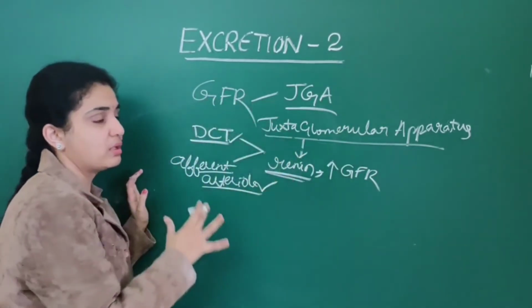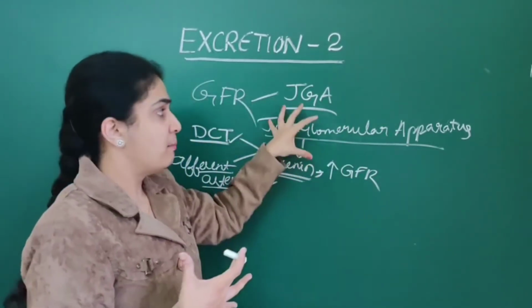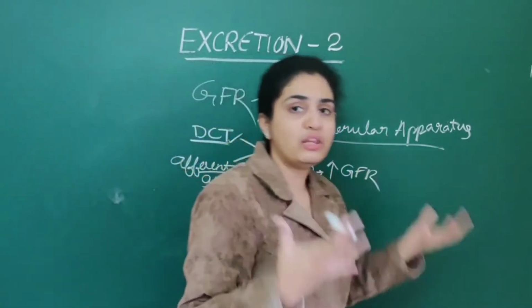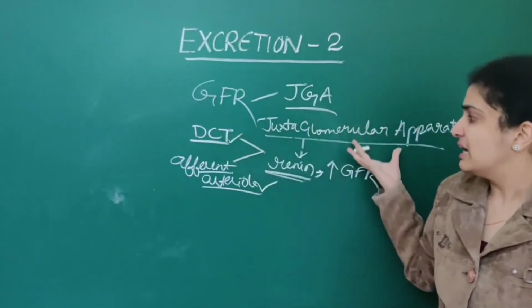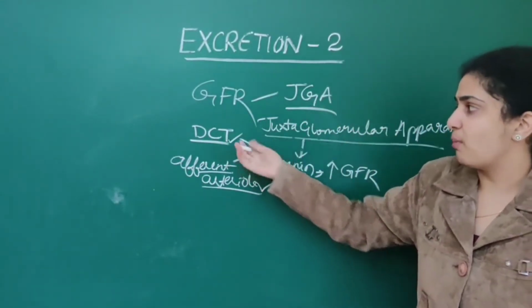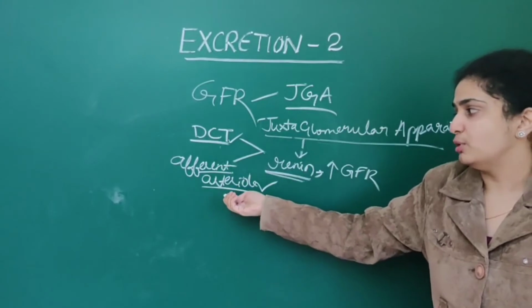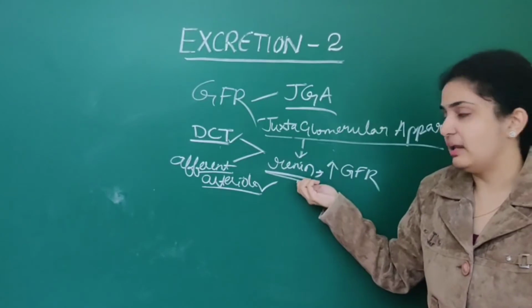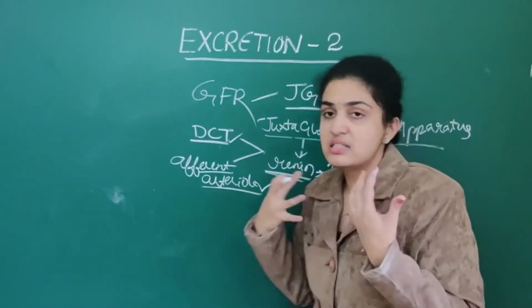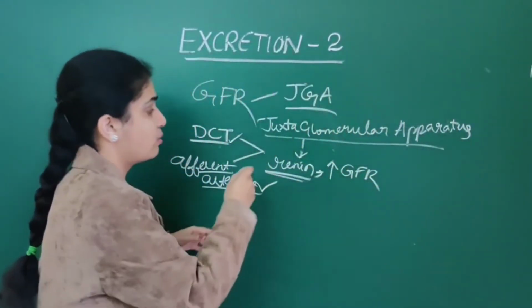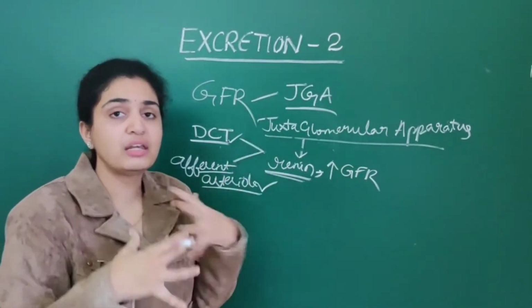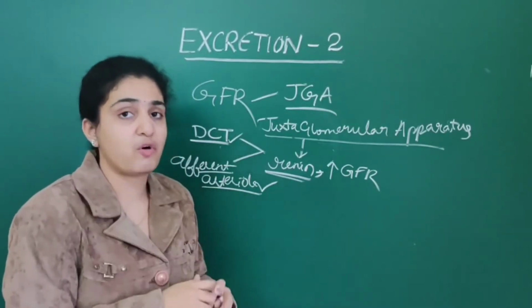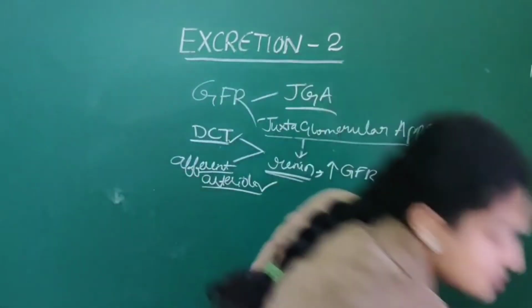So this is about the filtration process. Mainly the juxtaglomerular apparatus will play a very important role in the regulation of GFR. The juxtaglomerular apparatus is formed by the distal convoluted tubule as well as the afferent arteriole. This JGA will release renin, which will in turn increase the GFR. So this is about the filtration process. This will fully come under filtration process. So one step we have dealt with in urine formation. The second step is reabsorption.